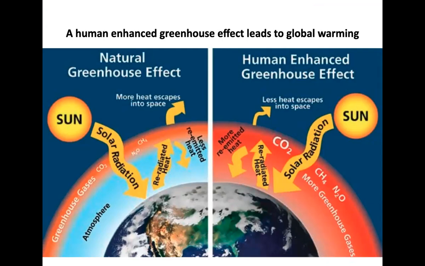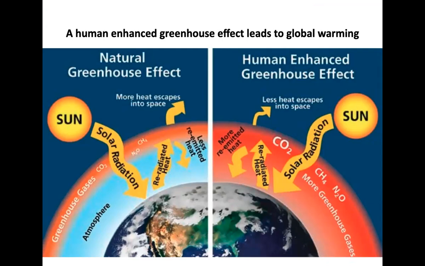And then the other good one pointed out is that there's less re-emitted heat in the natural, whereas in the human enhanced, there is definitely more re-emitted heat, okay? So that is just telling us that there's way more what coming into a human enhanced greenhouse effect? More heat, way more heat, okay?